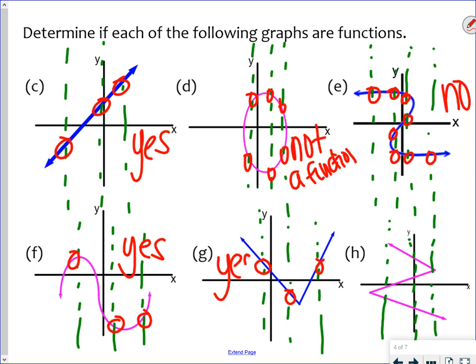Good. Oh, that was G, sorry. And letter H. No. Thanks, Ron. How do we feel about our horizontal line test? Who got all 6 correct? Yay!